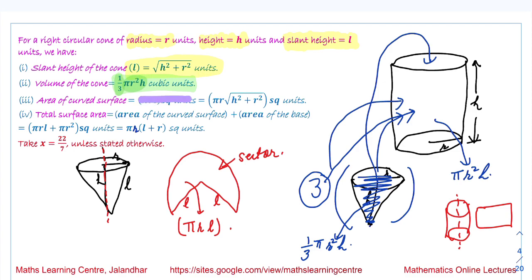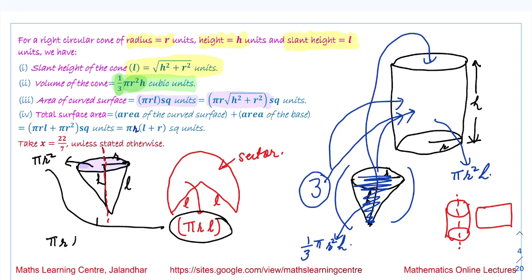So the formula of the curved surface area of the cone is pi r L, or in place of L we can write pi r square root of h square plus r square units. Now we have to calculate the total surface area. Total surface area means this circle is to be included, and we know the area of this circle is pi r square. The curved surface area is pi r L. So the sum of both is pi r L plus pi r square, which is equal to pi r into L plus r square units. So this is the total surface area of this cone.